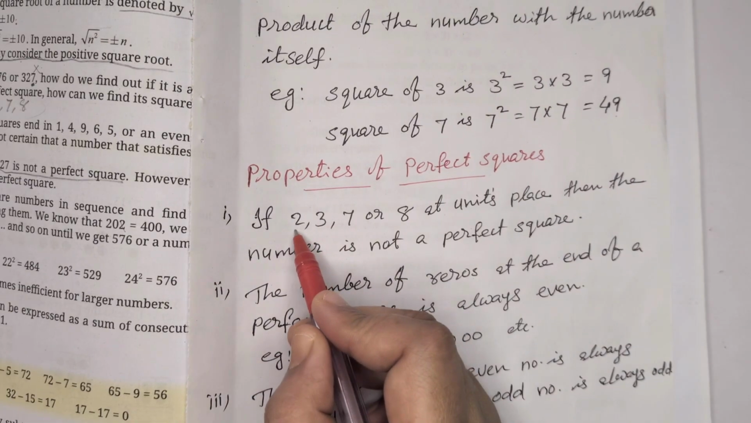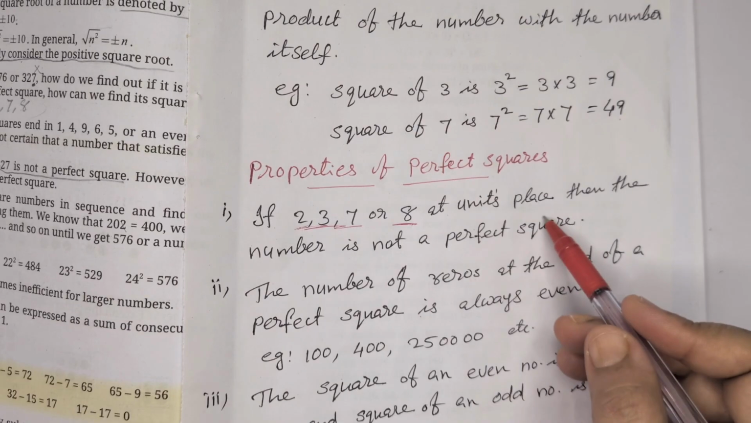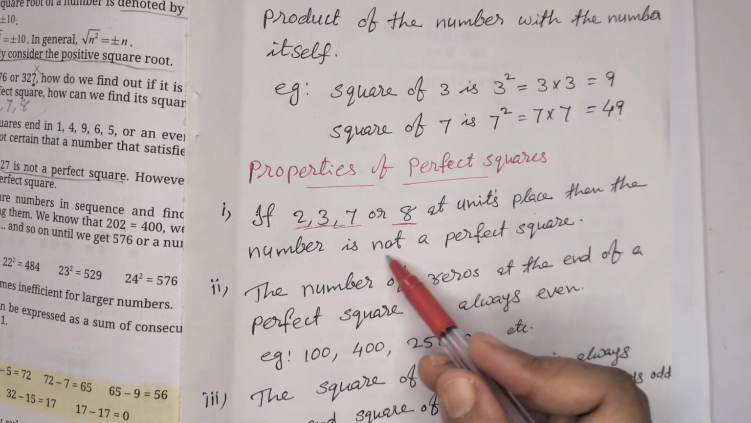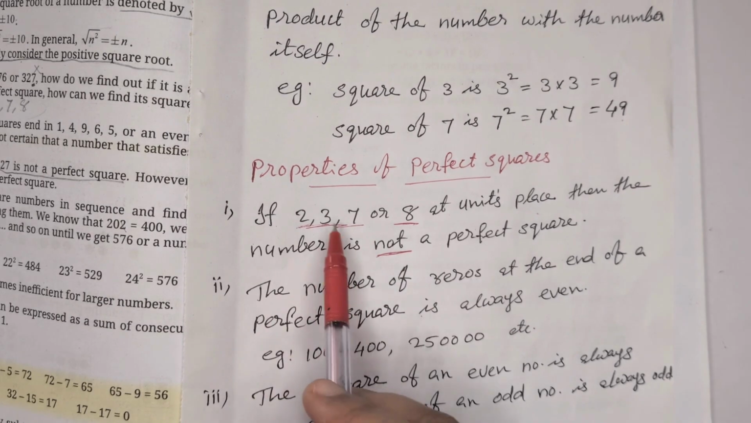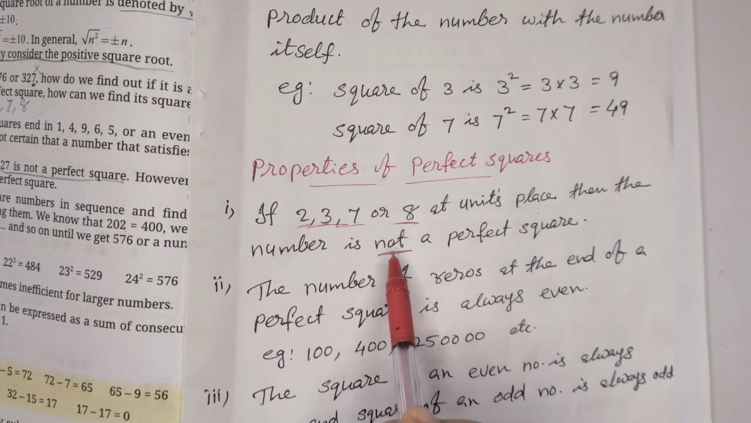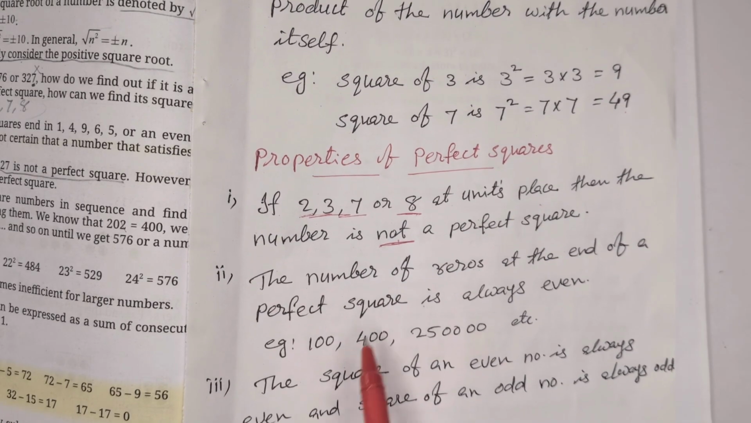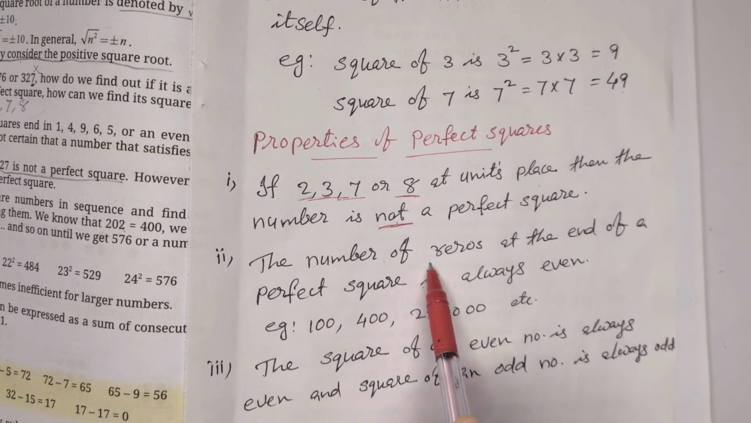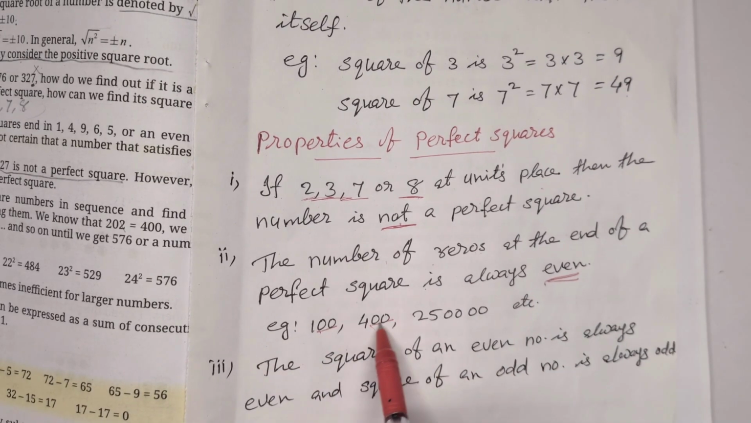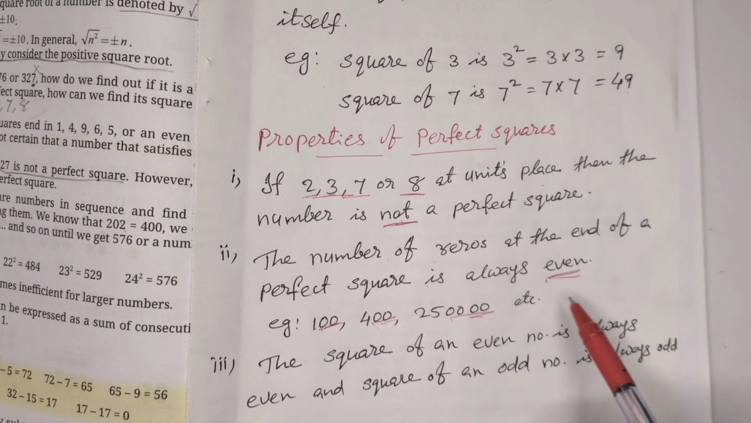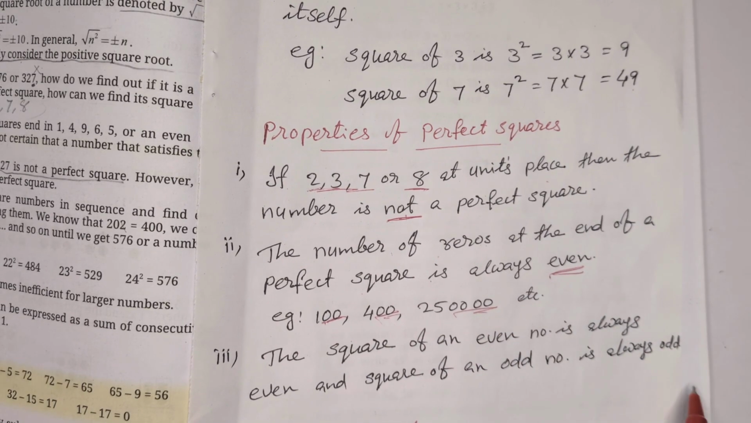Now some properties of these perfect squares. Any number ending with 2, 3, 7 or 8 at the unit place is not a perfect square. So 2, 3, 7, 8. Any number ending with these digits, we can write, is not a perfect square. Another property: the number of zeros at the end of a perfect square is always even. 2, 4, 6, 8 zeros, like that. An even number of zeros.